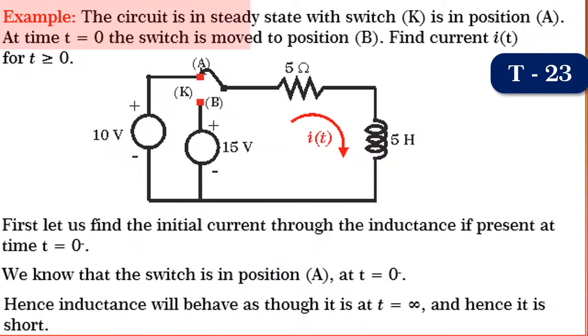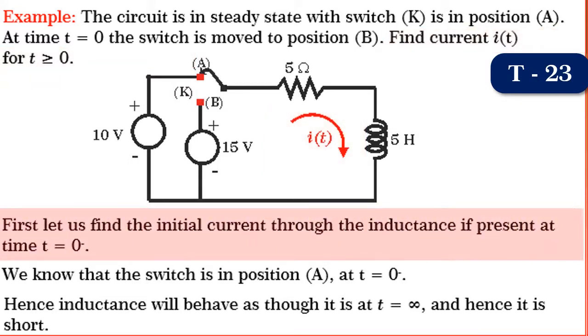Friends, here is yet another different problem shown in figure. It is given that the circuit is in steady state while the switch K is in position A. Also, it is given that the switch K is changed over to position B at t is equal to 0. We are required to find I of t for t greater than or equal to 0. First, let us find the initial current through the inductance if present at t is equal to 0 minus.